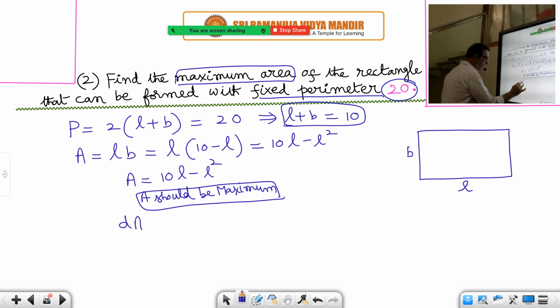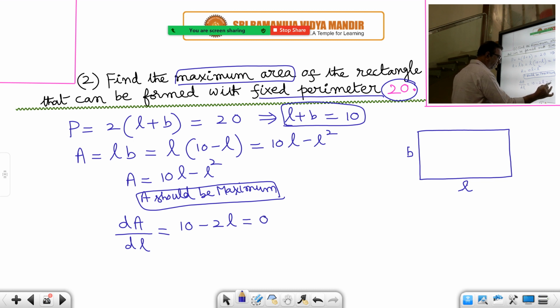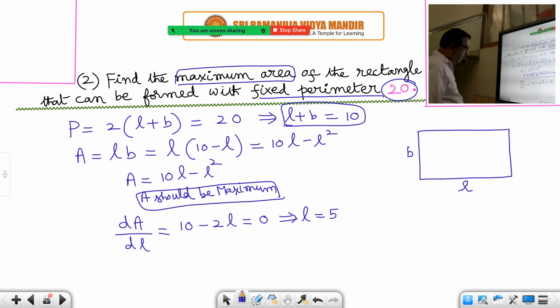Come on, Prabhas, tell me what is dA by dL? 10 minus 2L. This we have to equate to what? 0. Then what is the value of L? L is 5. So, what is the second derivative?